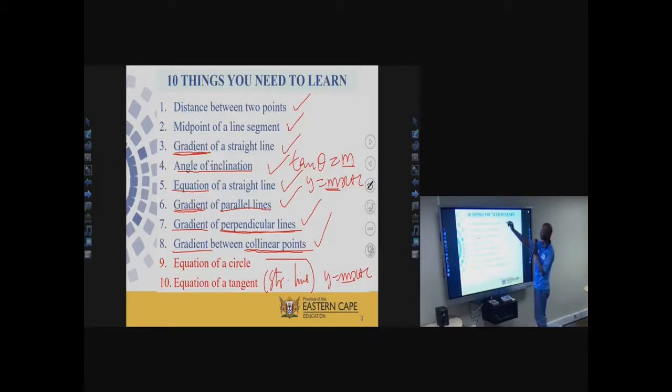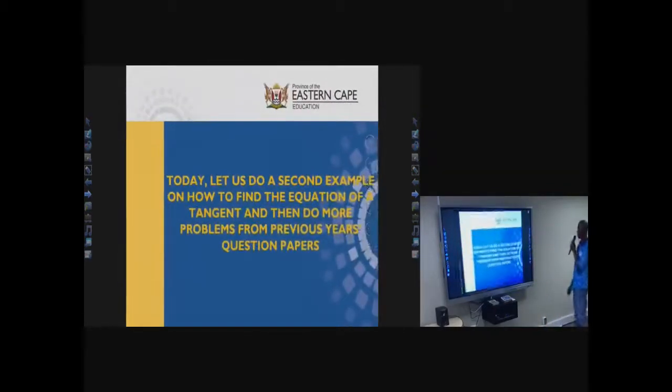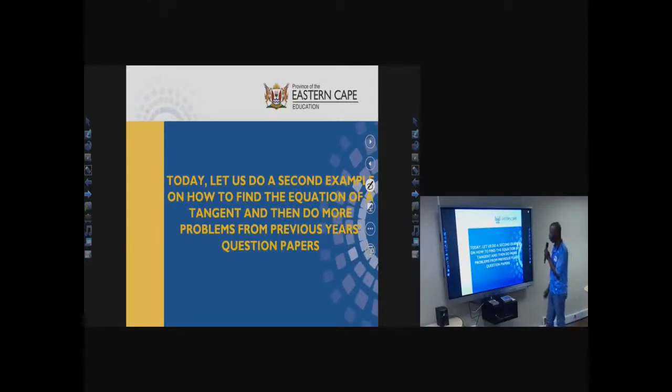So those are the 10 things that I mentioned on Monday, that on Tuesday, that we are going to talk about. And indeed, on Tuesday, we talked about the first 8. And then yesterday, we talked about the last 2. Right. Now, today, I want us to do a second example first on how to find the equation of a tangent. Now, yesterday, we ran a little bit out of time, having done only one example on how to find the equation of a tangent.